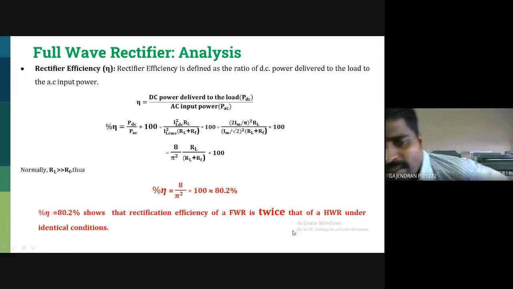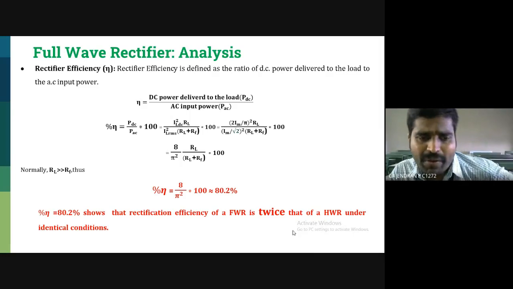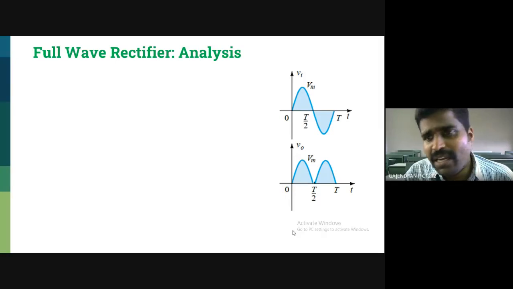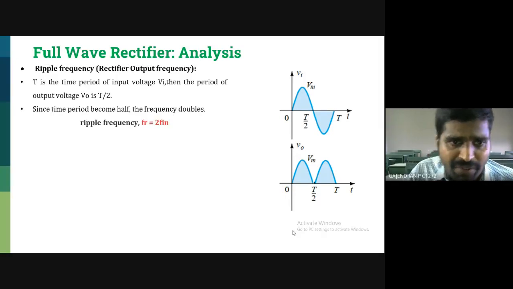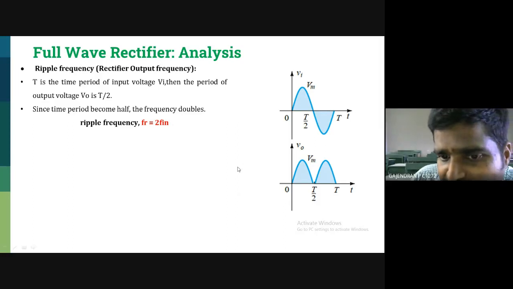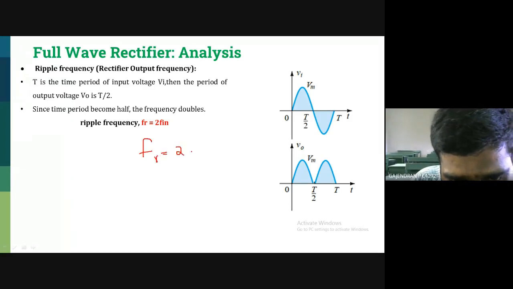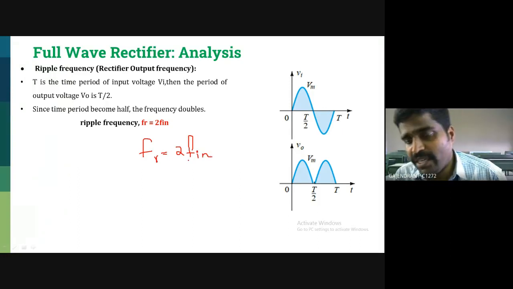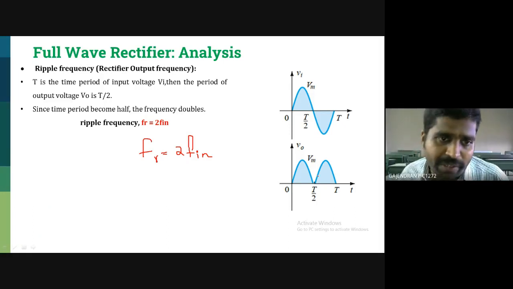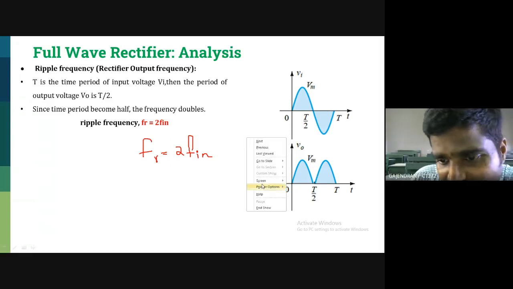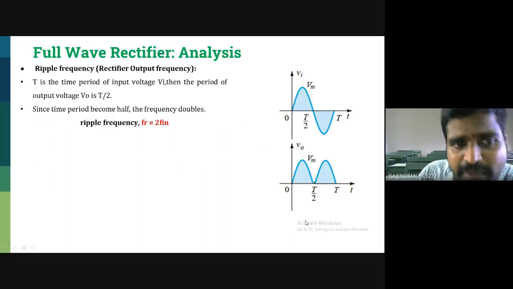So it is twice that of your half-wave rectifier. It is very much clear from the end result. Okay. Then what is the output frequency of your waveform? The output frequency of the waveform in your full wave rectifier is double the input frequency. If this is 50 Hz, how much will the frequency be here? It will be 100 Hz. Okay? Yes. Please note down these things.